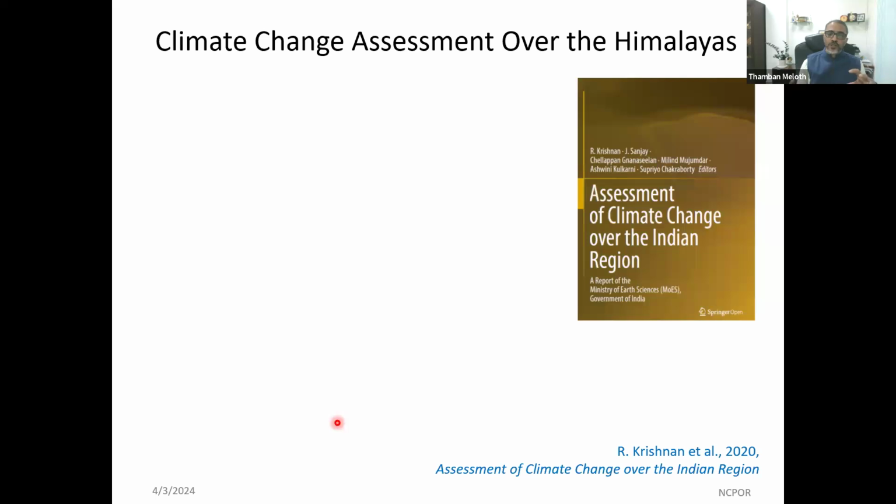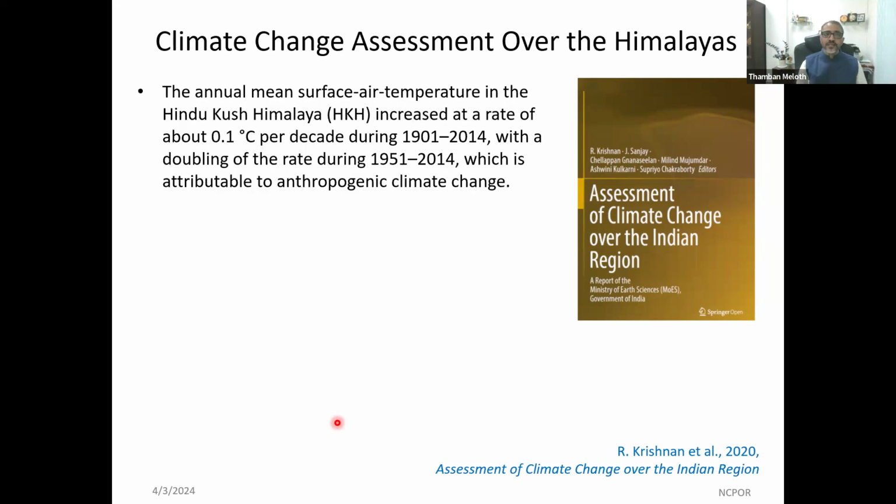Another thing which happened during this time, while the IPCC reports were coming, is that the Ministry of Earth Sciences in India also came up with an assessment of the climate change happening over this region. Although the report is basically about the Indian region, it also covers the entire Himalayan region. They see that the annual mean surface temperature in the Hindu Kush Himalaya increased at the rate of nearly 0.1 degrees Celsius per decade over almost a century.